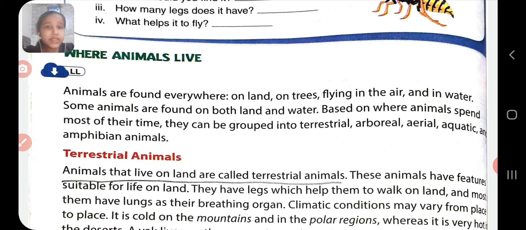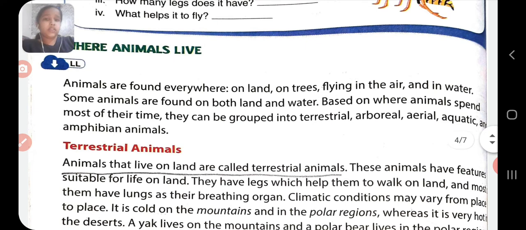Okay, animals are found everywhere. We all know, even we keep animals at home. Those are called domestic animals. Animals are found everywhere: on land, on trees, in the air, and in water. Some animals are found on both land and water. They are called amphibians.